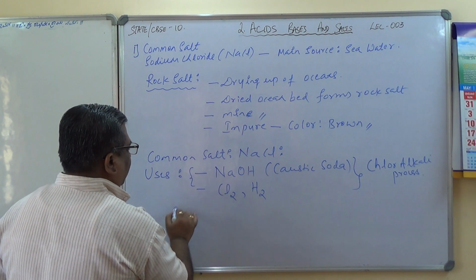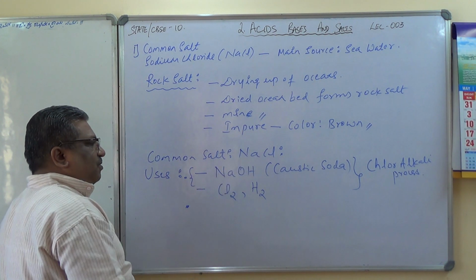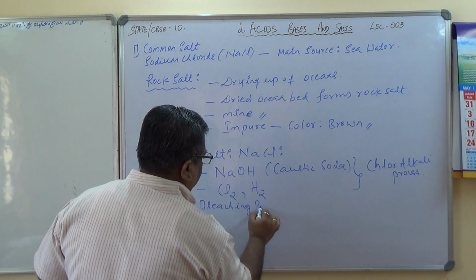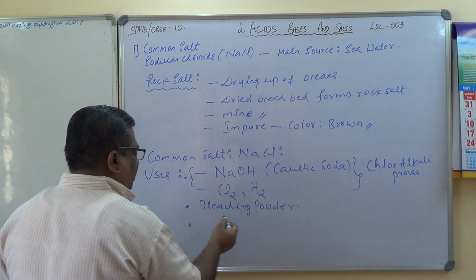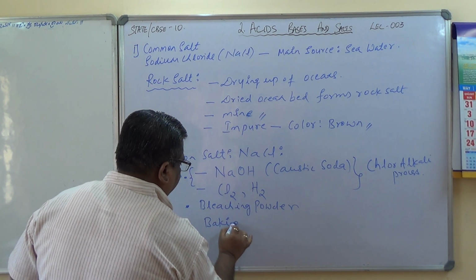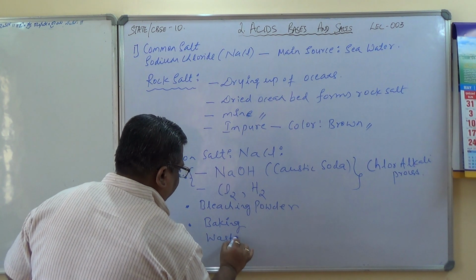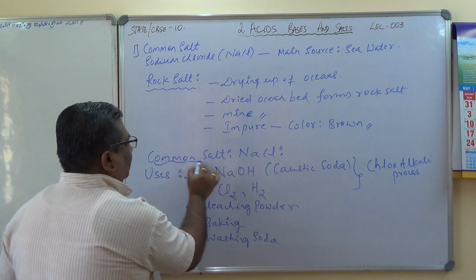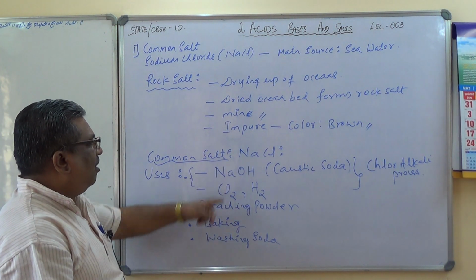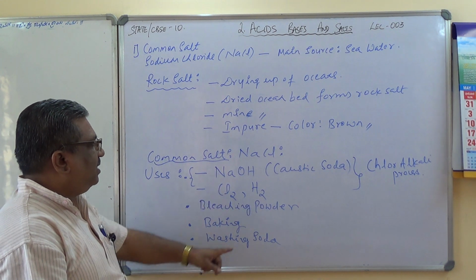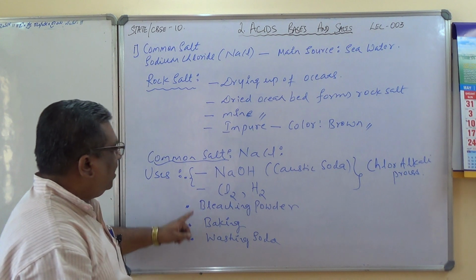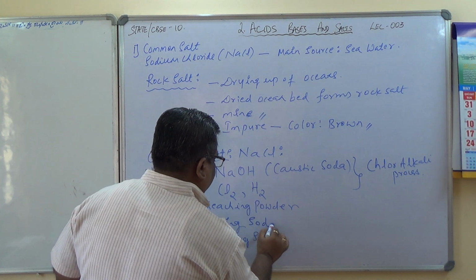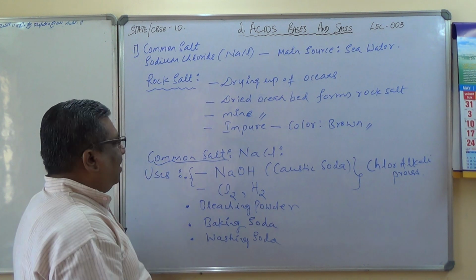And finally, this common salt is used in the manufacturing of bleaching powder, in the preparation of baking soda, and in the preparation of washing soda, etc. Isn't it? So see here the uses of common salt. In one way or the other, we are using common salt in the manufacturing of sodium hydroxide, chlorine gas and hydrogen gas by a process called the chlor-alkali process, and also in manufacturing of bleaching powder, baking soda and washing soda, etc. These are the main applications.